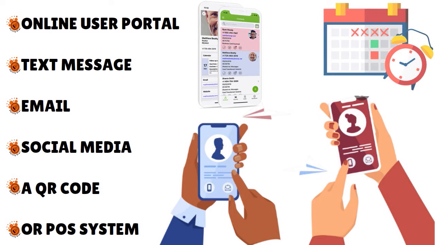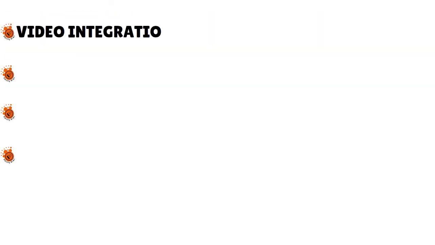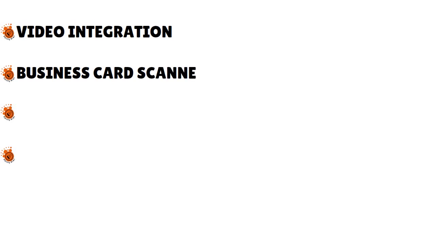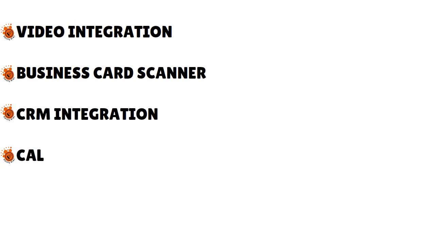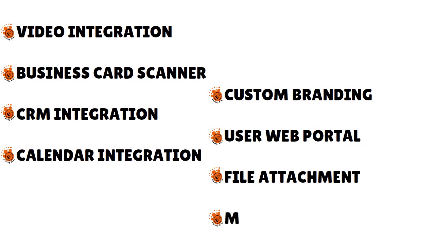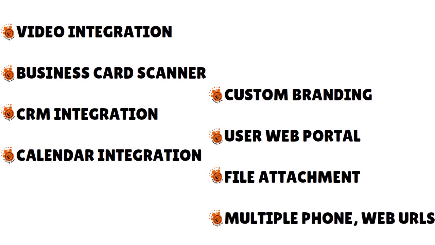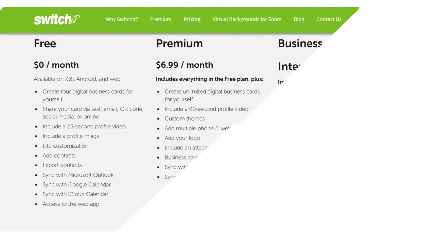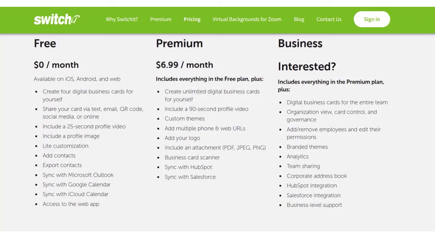So here are some of the popular features with Switchit. You have video integration, you have business card scanner, you have CRM integration, you have calendar integration. You have custom branding. You have a user web portal. You have file attachment, and you have multiple phones. You have web URLs. In terms of pricing, you can see on the screen here. Here is the pricing. If you need more information, contact Switchit.